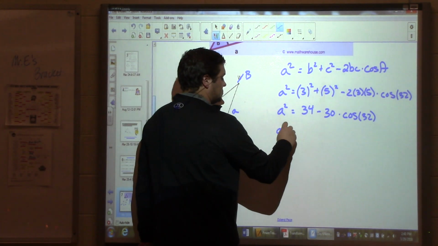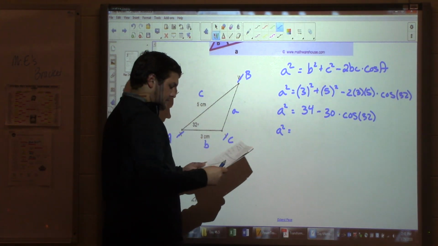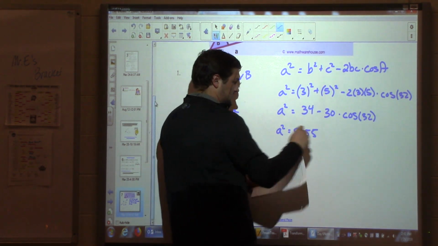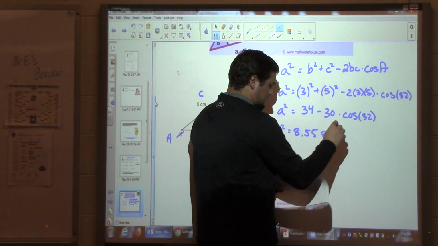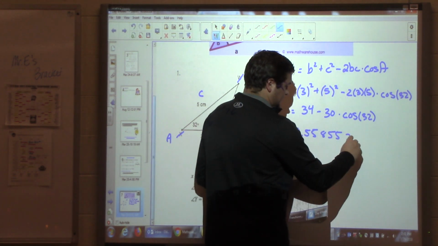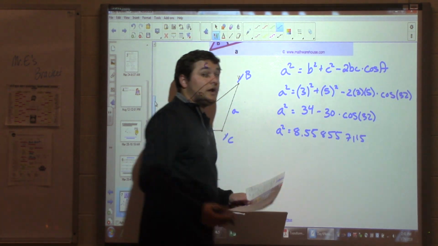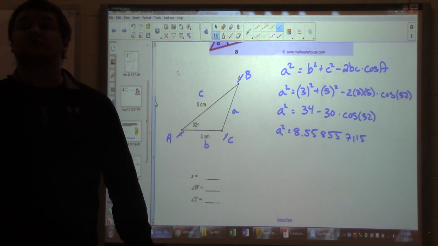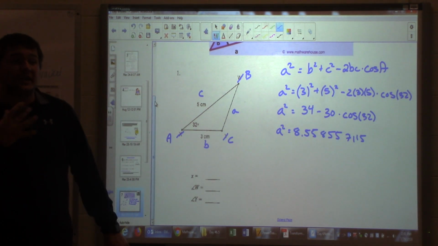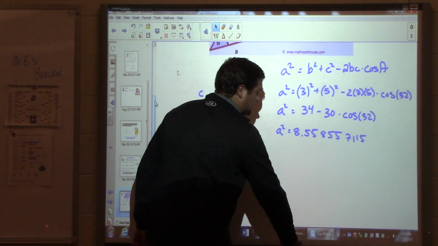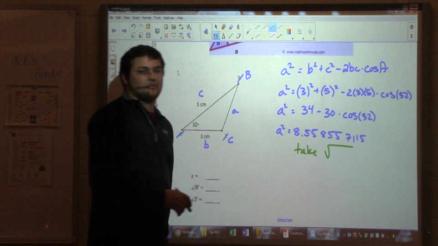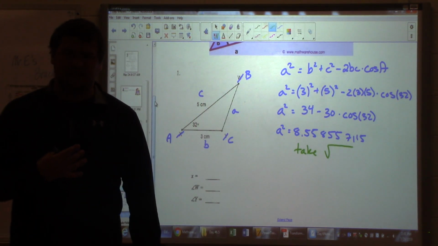We get A squared equals 8.557115. Do not round it yet. We're not to our answer yet. Why not? We need to take the square root, because it's equal to A squared right now. So what I need to do is take the square root of both sides. Instead of writing all those numbers out again, I'm just going to write that. Can you follow that?